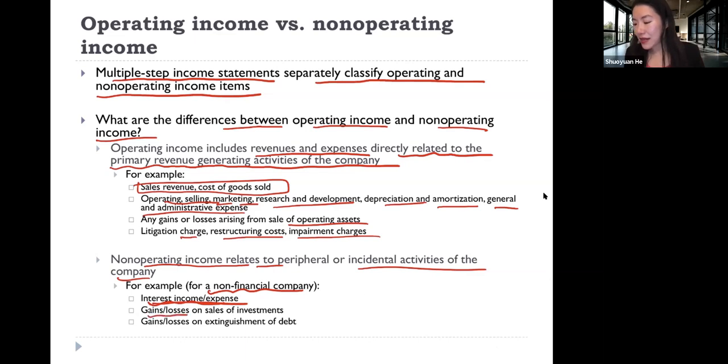And the same goes for gains and losses on sale of investment. If the gains and losses arise from sale of operating assets, that can be operating income or expense. But if they come from sale of investment, for example, Starbucks invested in Apple stock, that is not operating income. Gains and losses on extinguishment of debt are also typical examples of non-operating income or expense.